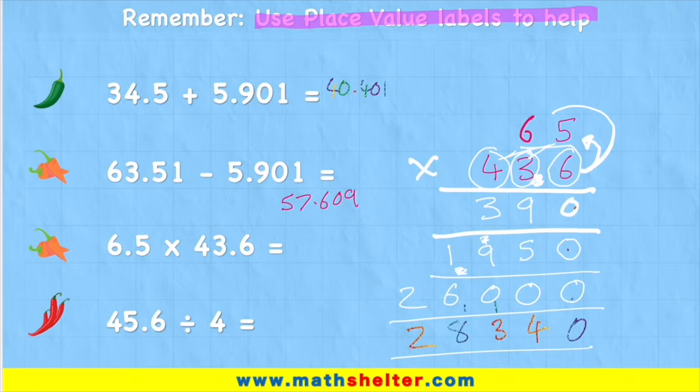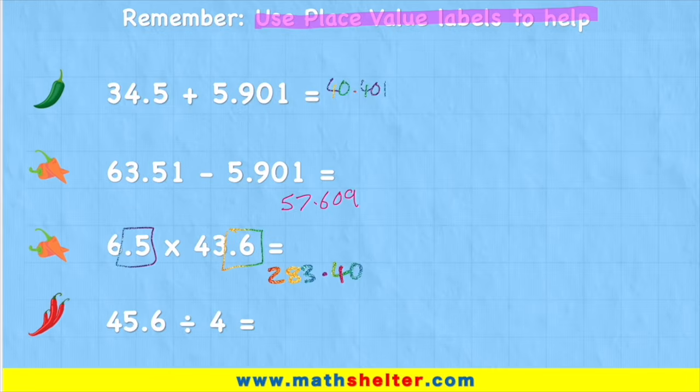And the little trick to remember where to put the new decimal place is, how many digits after the decimal did we ignore? Well, we ignored 1 here and 1 here. So my decimal at the moment is just here at the end, and I have to move it 2 places, 1, 2. So my answer is 283.40, or just 283.4. And last but not least, the division question.